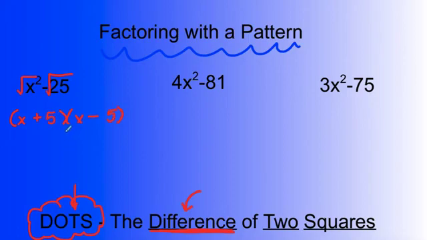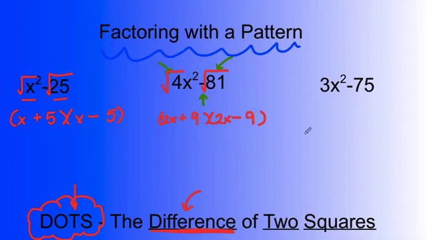All right, now we still always want to check to see if there's a GCF, but there is no greatest common factor between each of these terms. So using the pattern is pretty easy. Let's look at the next one. So I have two terms. They are being subtracted, and each term is a perfect square. So that means that it's dots, and I can factor using the pattern. All right, so we have two binomials, one plus, one minus. The square root of 4x squared is 2x, so I have a 2x and a 2x. The square root of 81 is 9, so plus 9, minus 9.